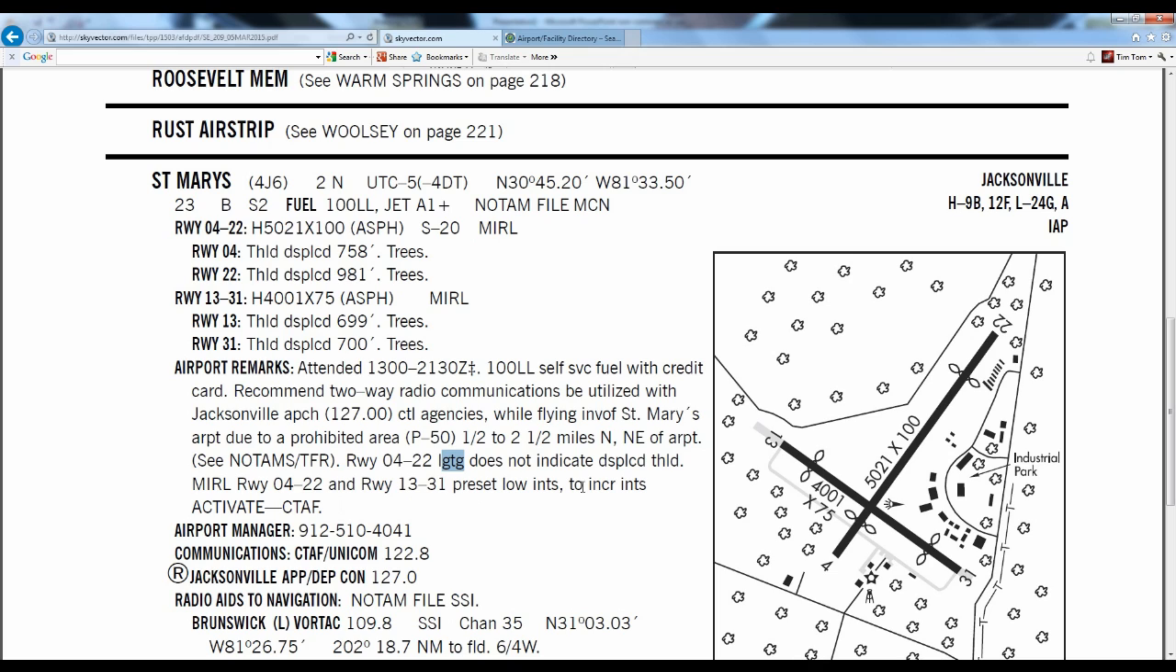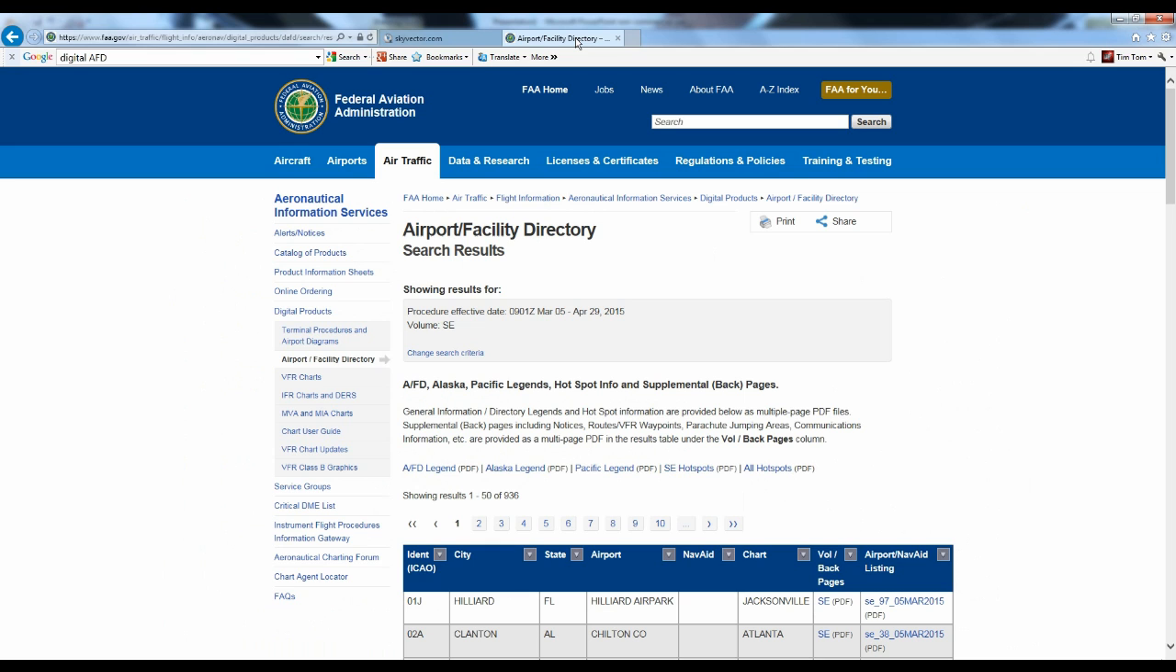Medium intensity runway lights 422, preset low intensity to increment intensities, activate CTAF.